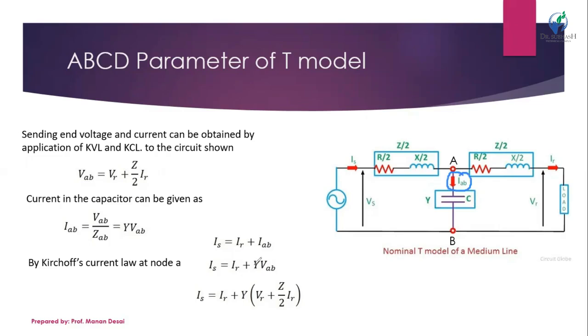IS is equal to IR plus IAB, and IAB is Y VAB. So we can put here IS is equal to IR plus Y into VAB, and further VAB is VR plus Z by 2 IR.